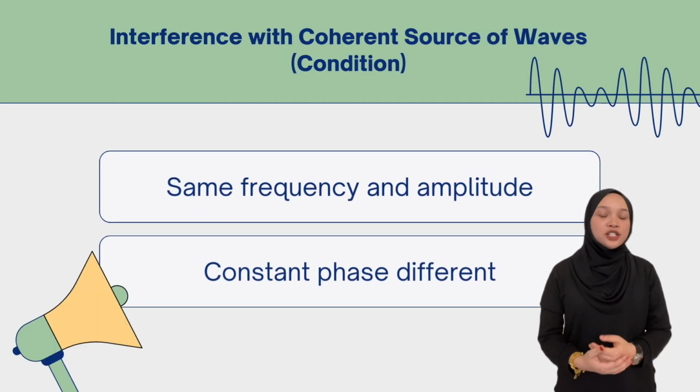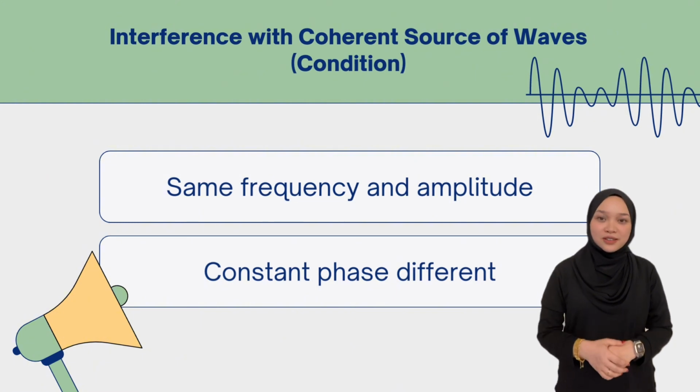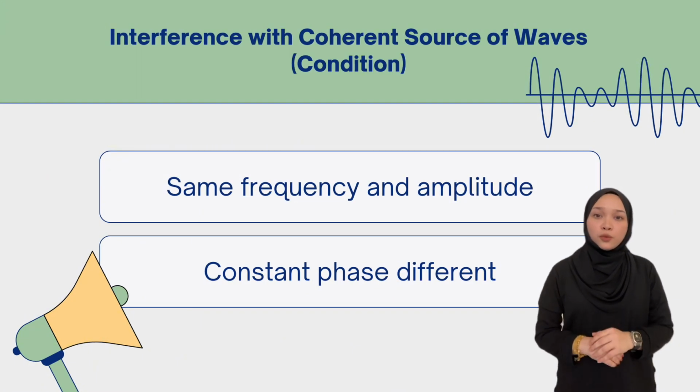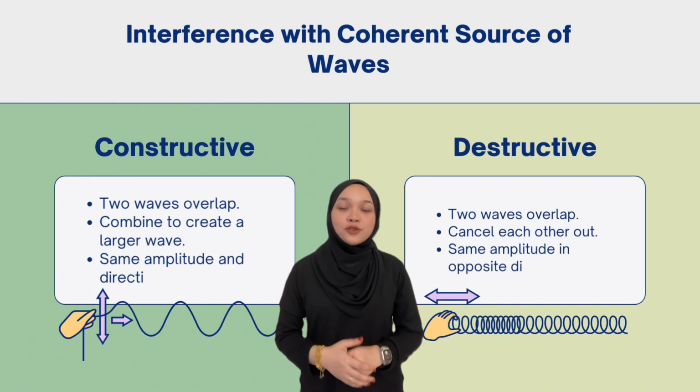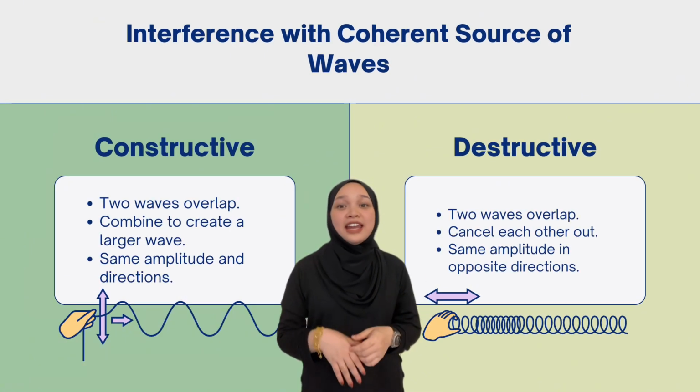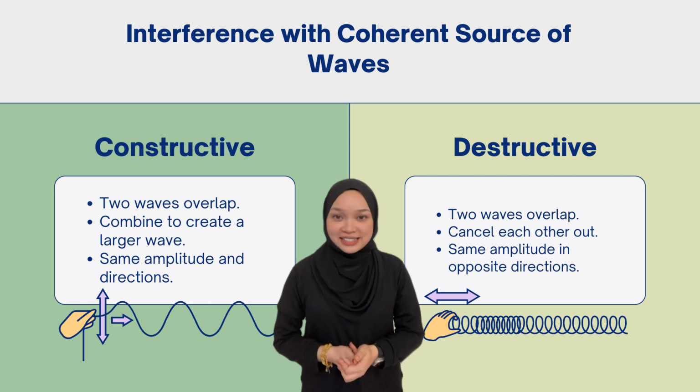Next, here are the conditions of interference with coherent sources of wave. Not all waves produce interference. The first condition is that the waves have the same frequency and same amplitude. The second is that the waves have a constant phase difference. Superposition of wave produces constructive interference and destructive interference.